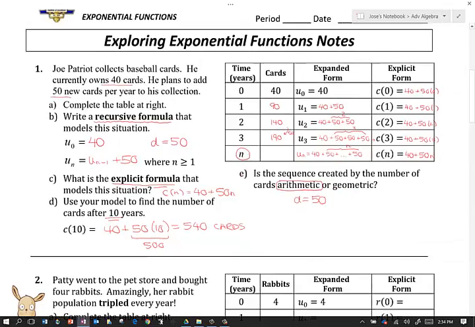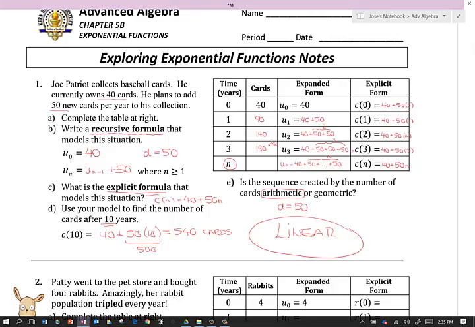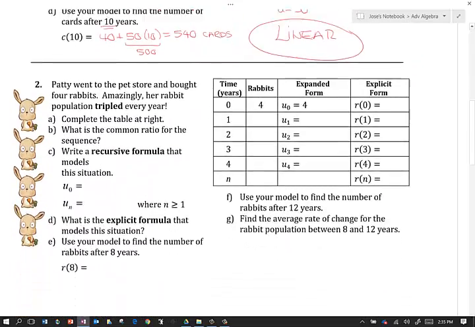Okay, this is an example of sequence, but this is not exponential. This is linear. And the reason it's linear is because it's arithmetic. So this is not actually the type of functions we're going to work on in this chapter. We have worked with these linear functions before. Let's now take a look at the next one, in which we will be working with exponential.